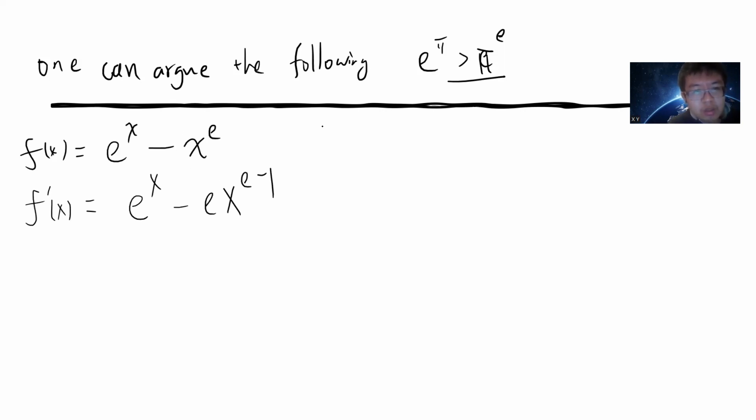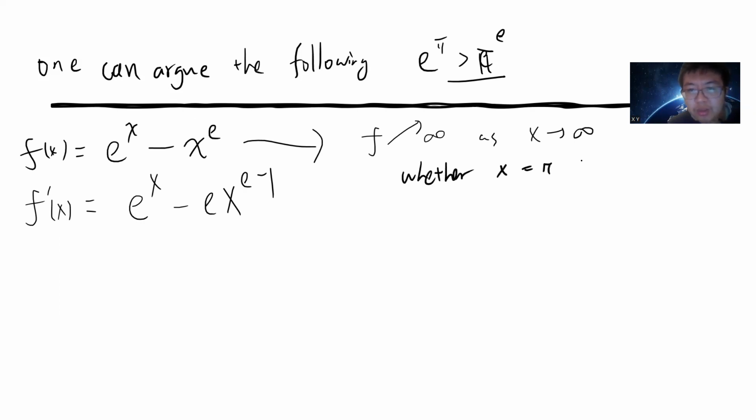You already know that f will ultimately be greater than 0, since it goes to infinity as long as x is large enough. So the problem is whether x is large enough for this to be positive. So we want to ask whether x equals pi is large enough.